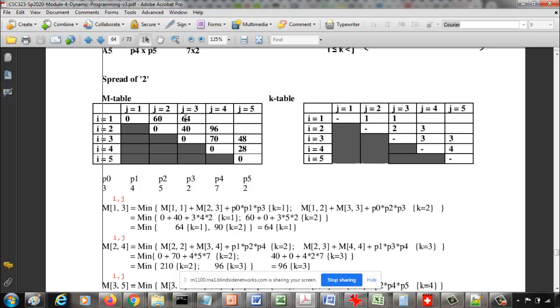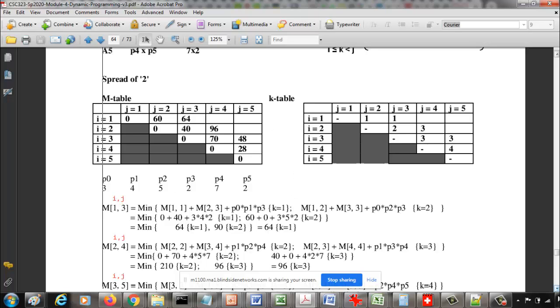i is 1, j is 3. This cell i is 2, j is 4. This cell i is 3, j is 5. So we're going to fill up these 3 cells. So let's do one at a time. So m of 1 comma 3, that's what we want to compute. So i is 1, j is 3.